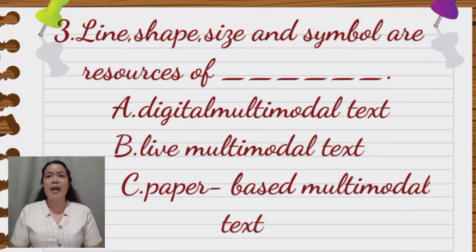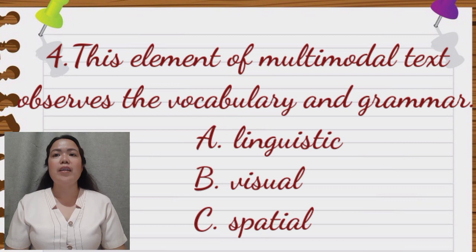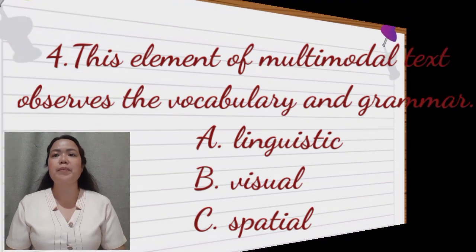Number 3. Line, shape, size, and symbol are resources of blank. A. Digital multimodal text. B. Live multimodal text. And C. Paper-based multimodal text. And number 4. This element of multimodal text observes the vocabulary and grammar. A. Linguistic. B. Visual. And C. Spatial.